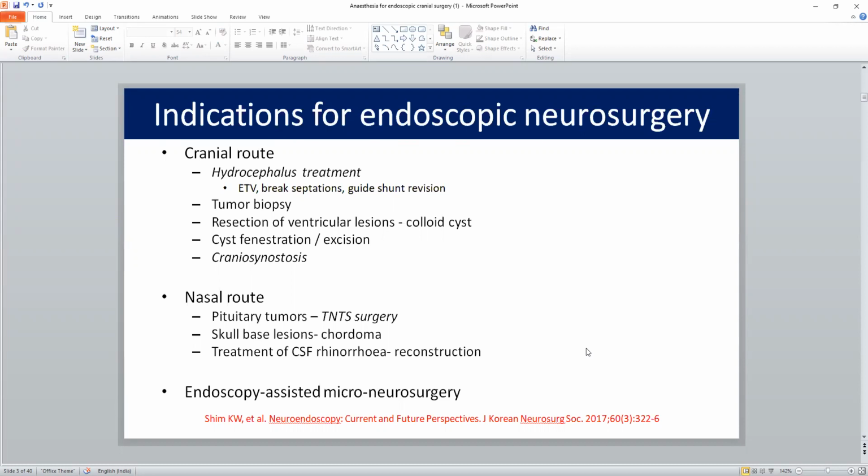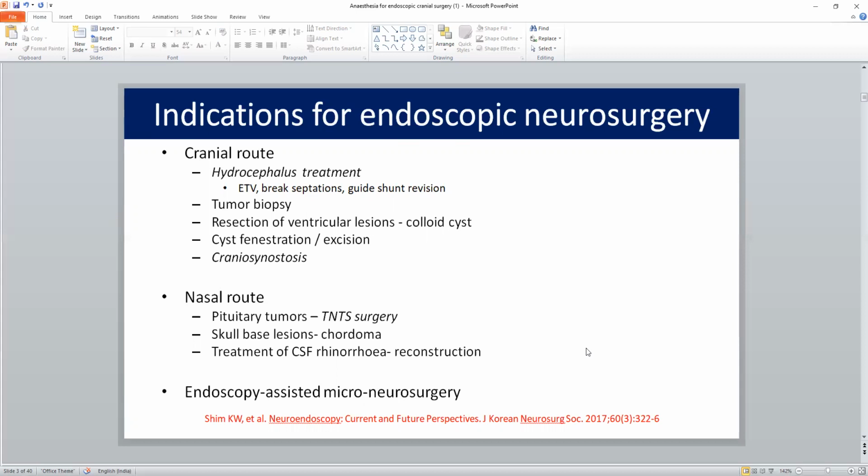The other indication is to perform a tumor biopsy. You don't have to perform a large craniotomy to obtain a biopsy material. A minimally invasive surgery such as the endoscopic cranial surgery is sufficient to decide on further course of management. Now, there are certain ventricular lesions such as colloid cyst or third ventricular cyst, neurocysticercosis, which can be excised or a fenestration can be performed to communicate with the ventricle, which is again minimally invasive in nature and results in symptomatic relief for the patient. The other surgery that is commonly performed is endoscopic strip craniectomy for craniosynostosis.